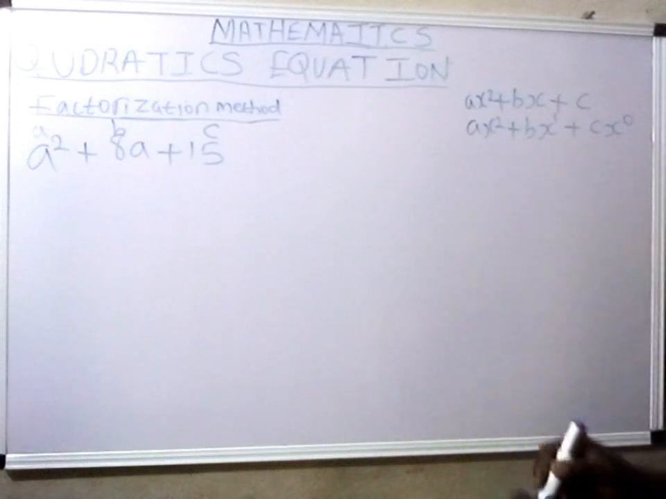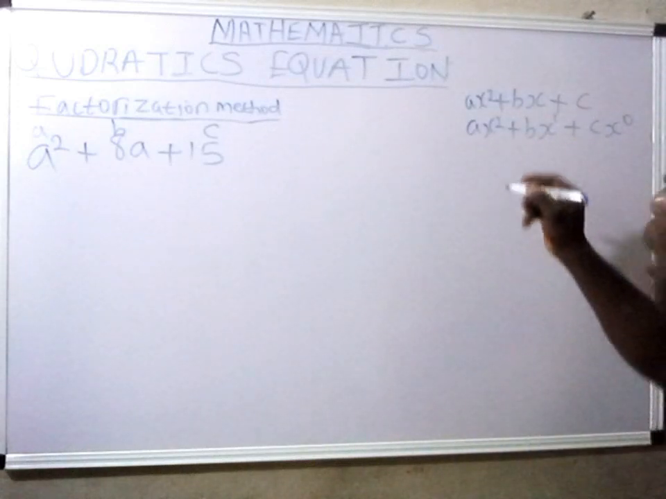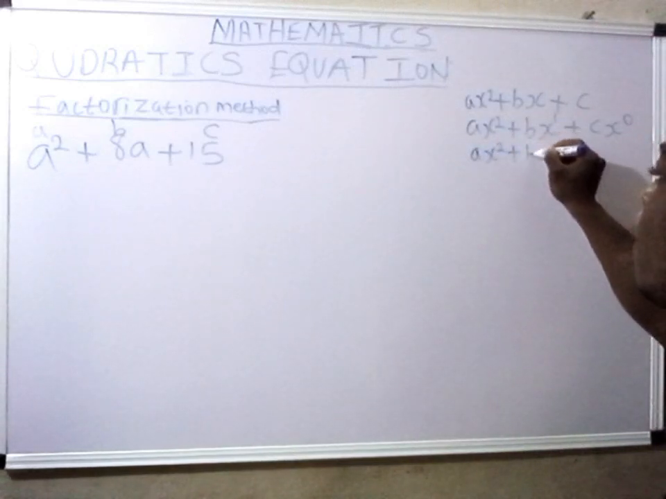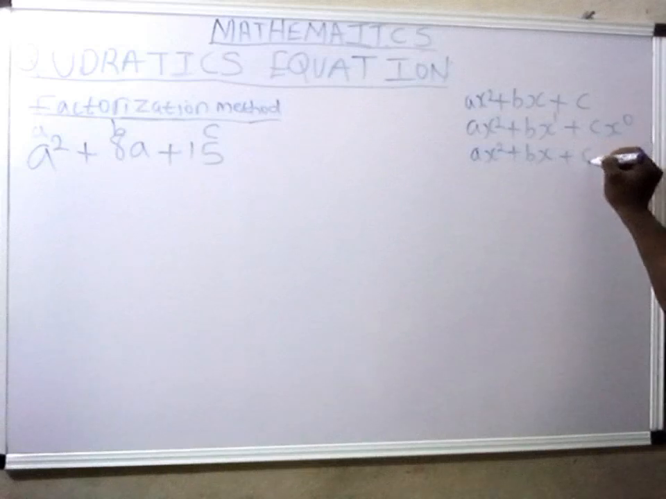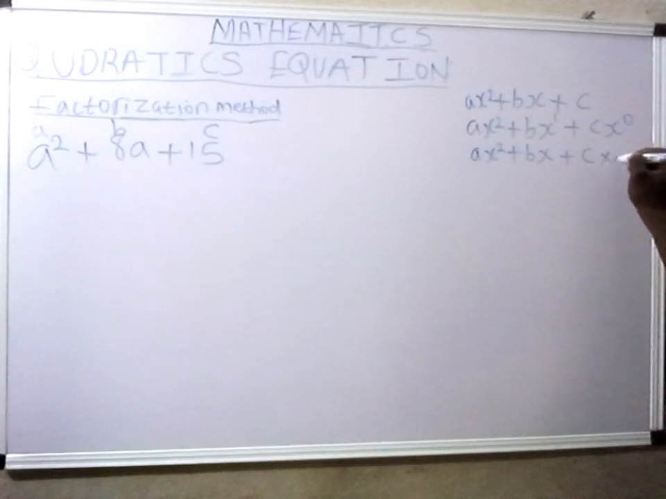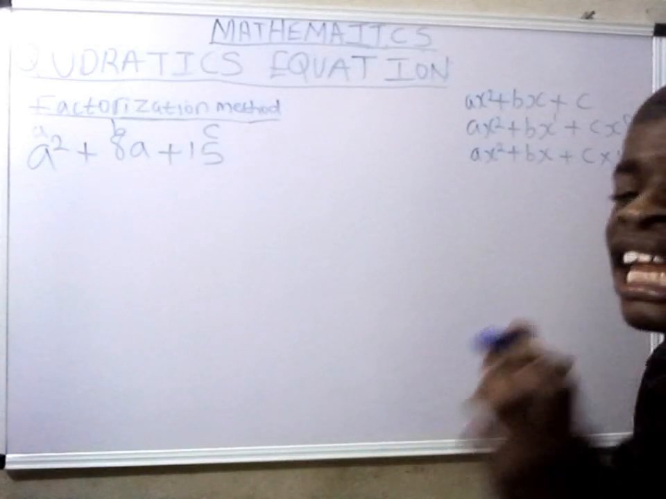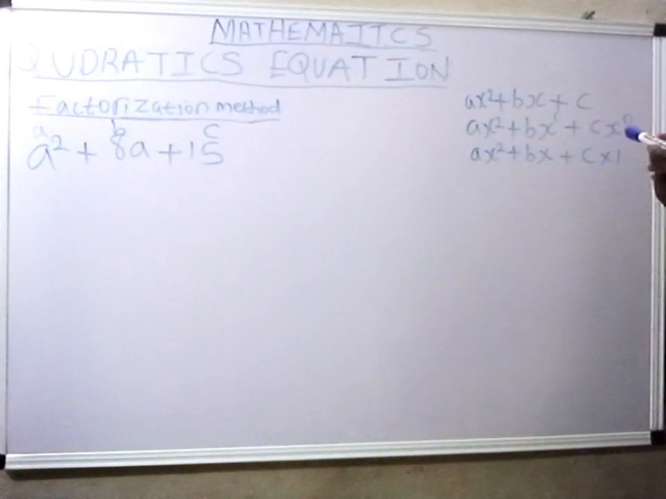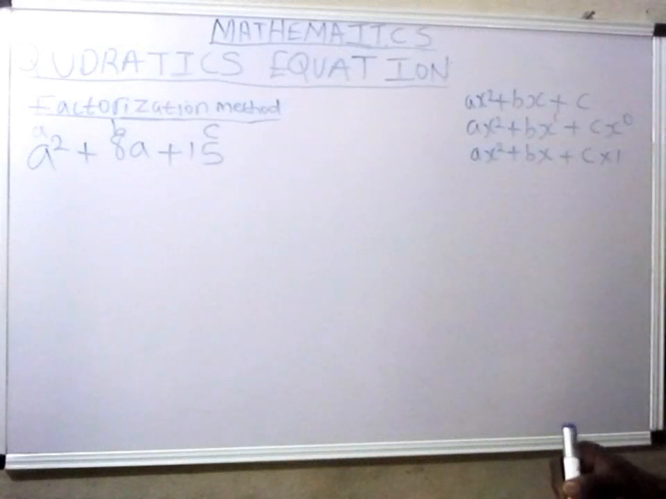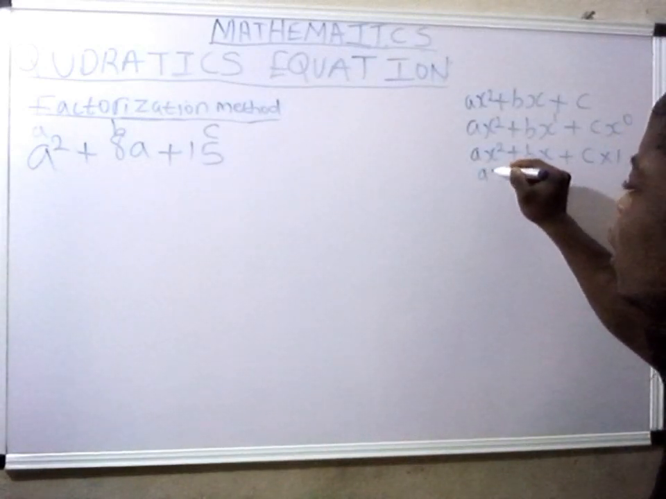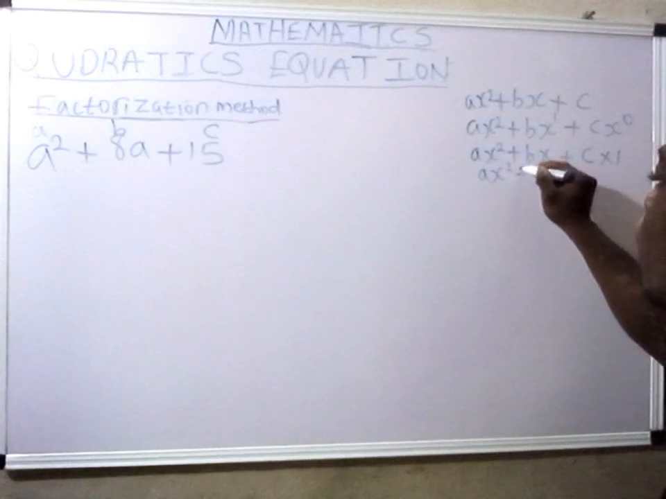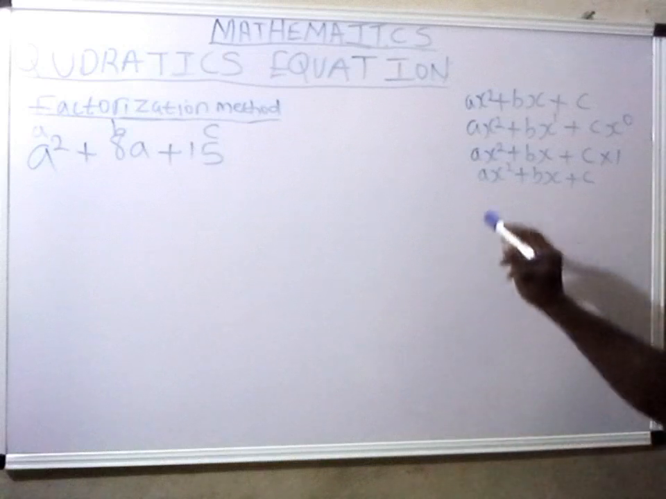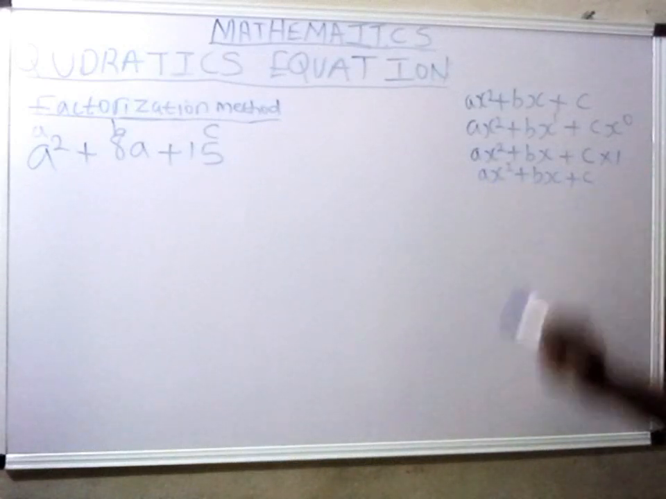So let's analyze this by saying ax raised to power 2 plus bx plus c times 1, because any variable raised to power 0 is always 1. So x power 0 is 1. So our final answer is ax square plus bx plus c. This is the final answer for how to identify a quadratic equation.